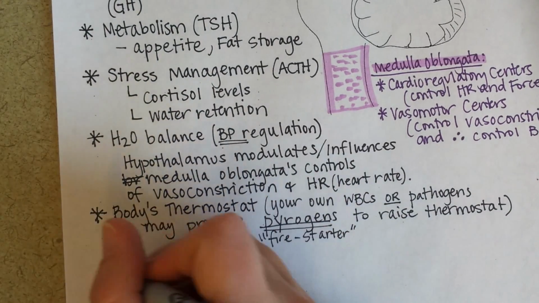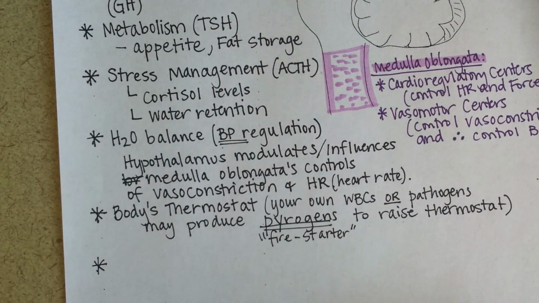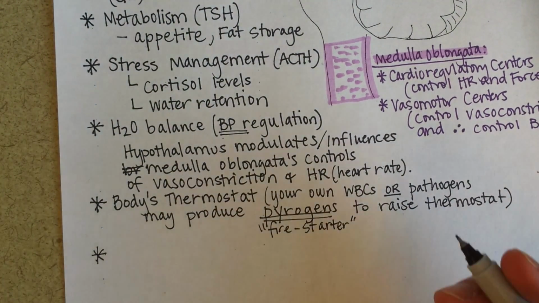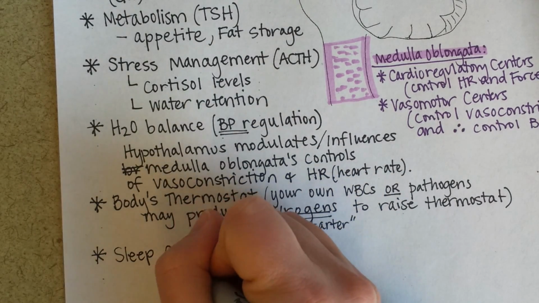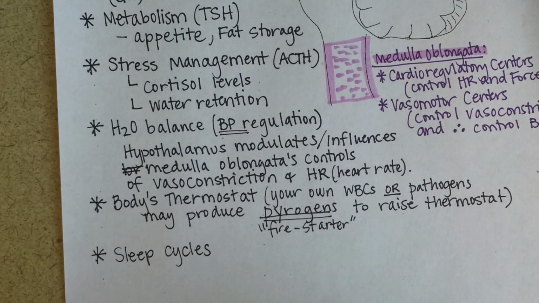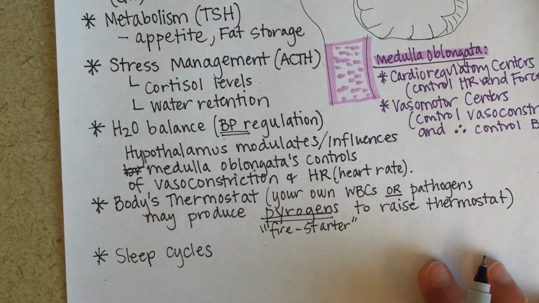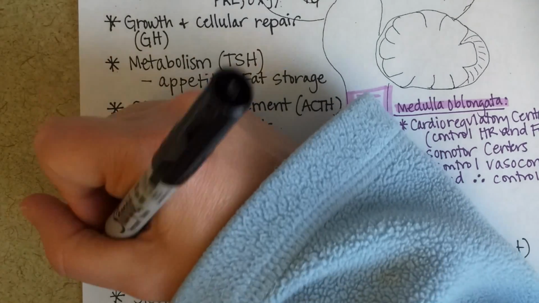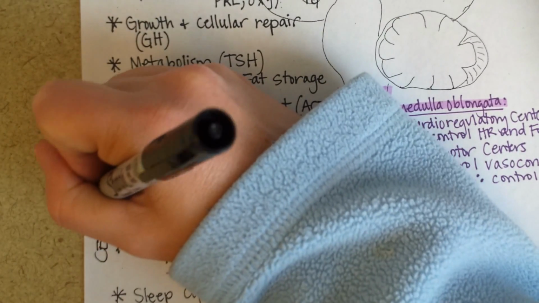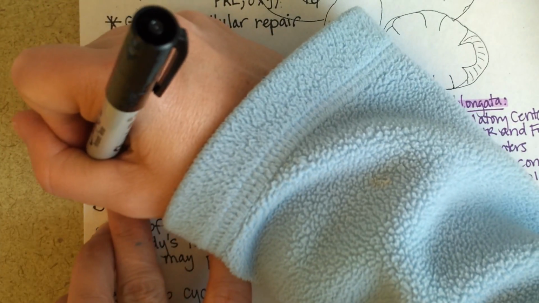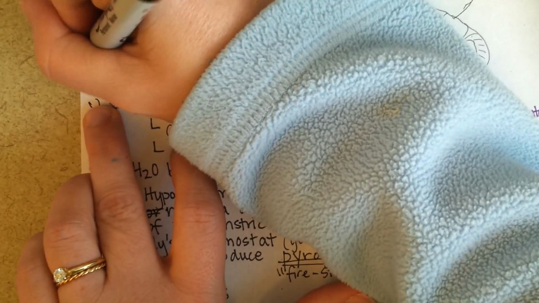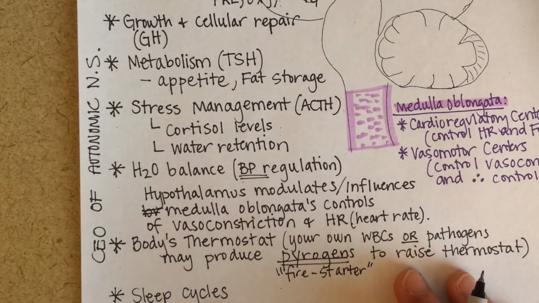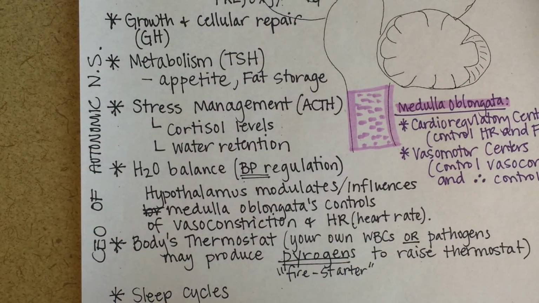Okay, and then there's actually one more function of the hypothalamus that I'd like you to put onto this list, and that is sleep cycles. They're not completely controlled by the hypothalamus, but certainly it gets a say in that. So along the side of all of this, right here, you could put, it's the CEO of the autonomic nervous system. So I wrote CEO of autonomic nervous system. Sometimes it's called the CEO of homeostatic balance.